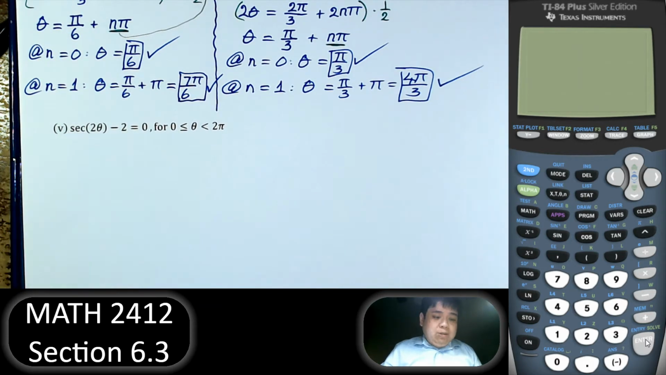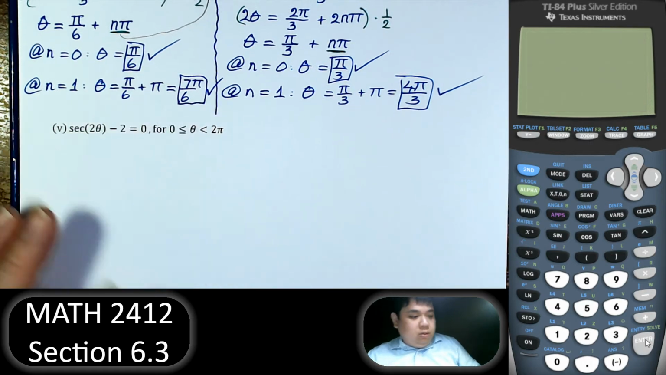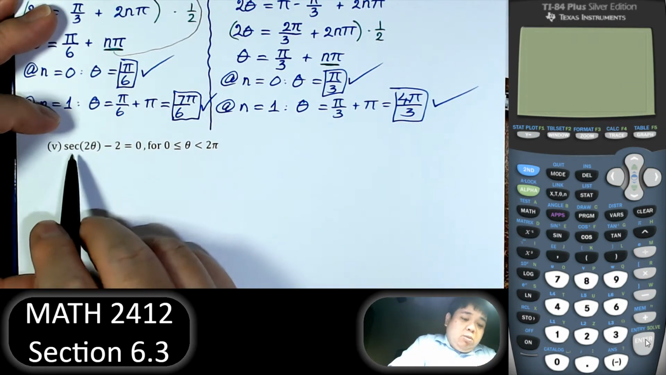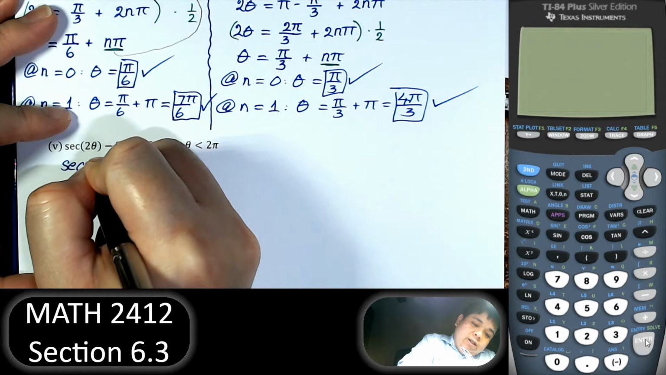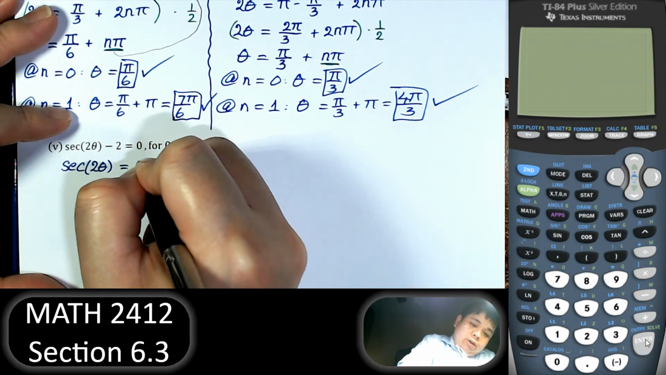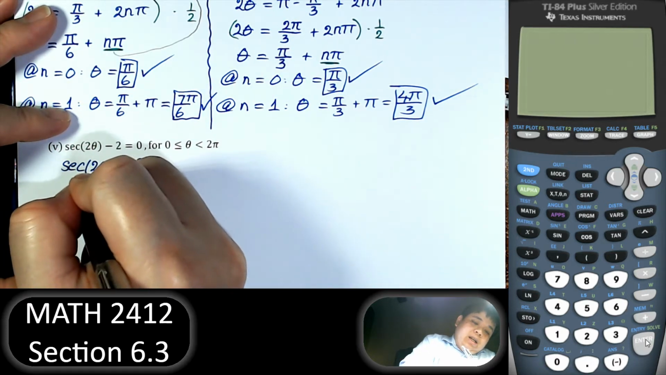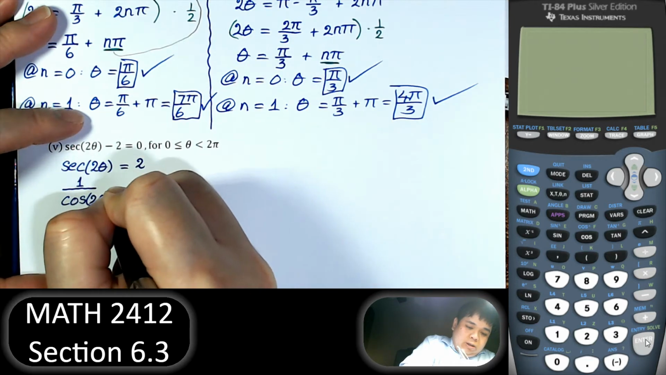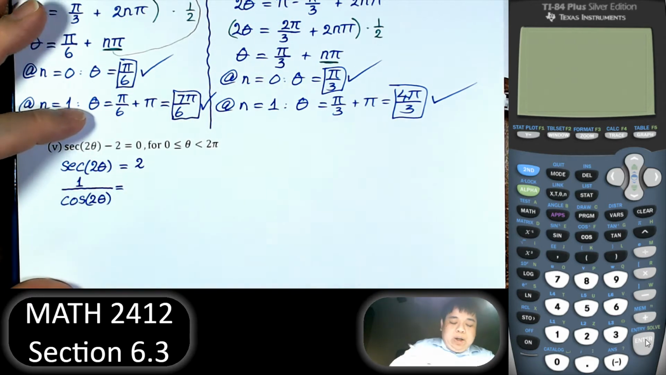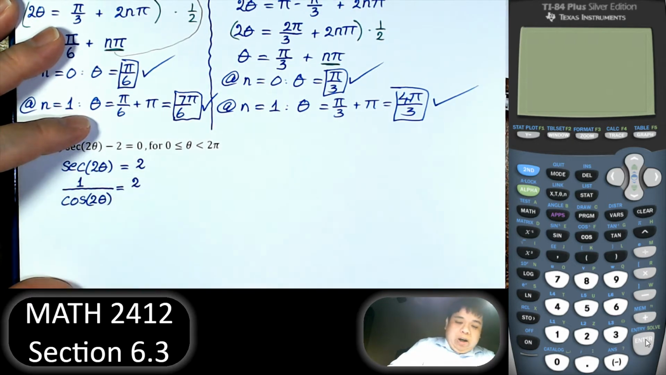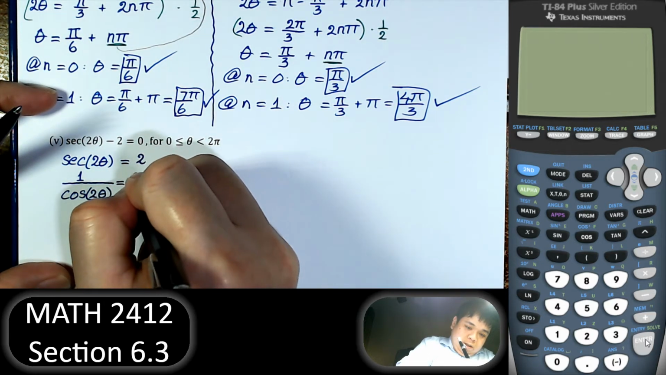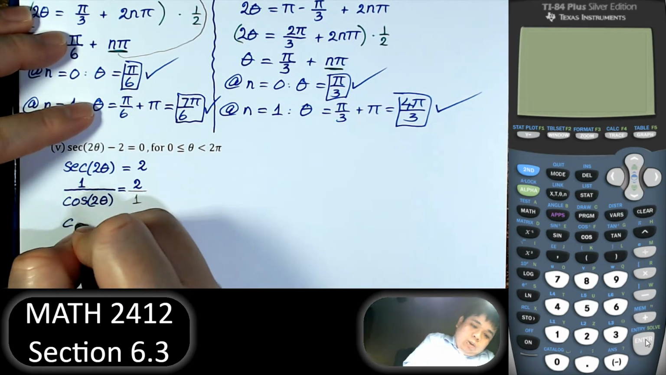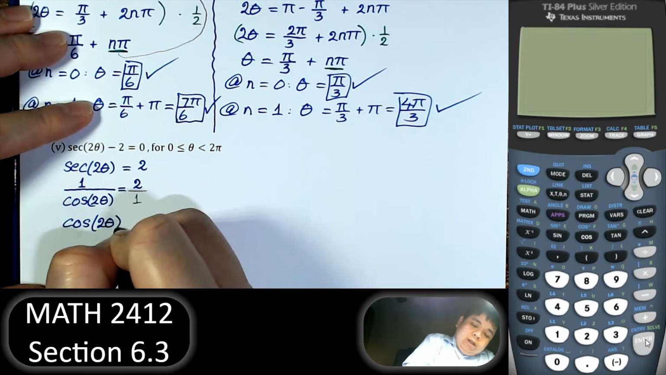Next, let's do this one. Now we have secant. What happens when we have secant? So for secant, first of all, we will solve that secant by itself equal to 2. Now we write secant is 1 over cosine. And 2 we can say is 2 over 1, right? Of course, we can cross multiply and then solve it, or we're just going to flip both sides. So cosine of 2 theta equal to 1/2.